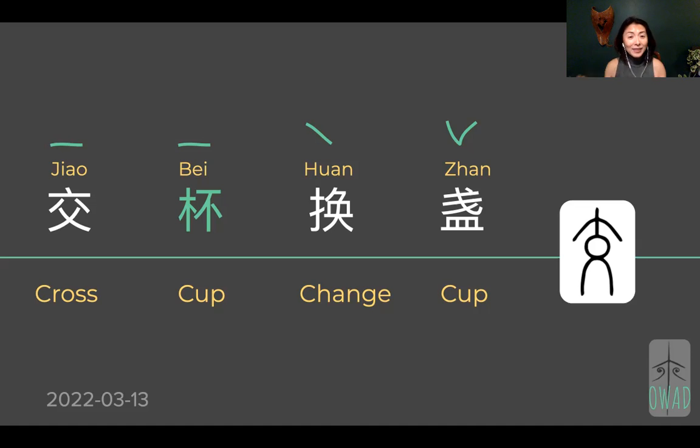So basically it's 交换, 杯盏, but it's not as effective. So we mix it up, and it becomes 交杯换盏, a verb followed by a noun immediately. So you are exchanging drinks basically.